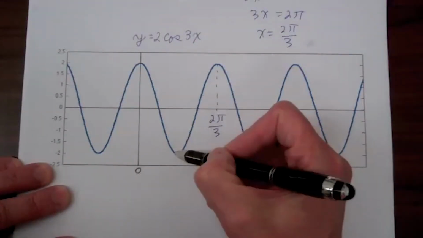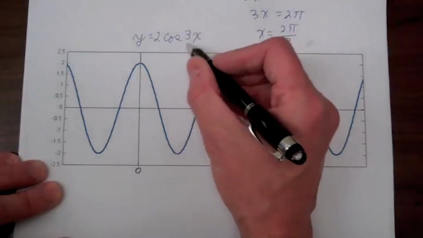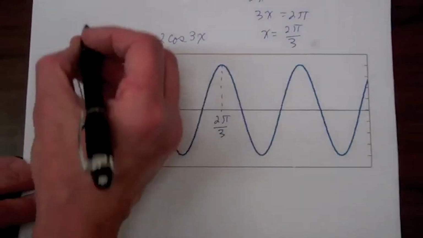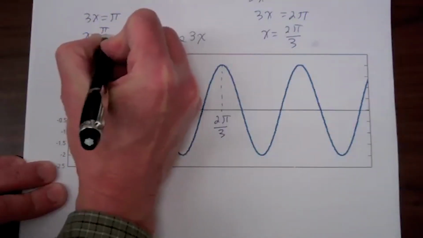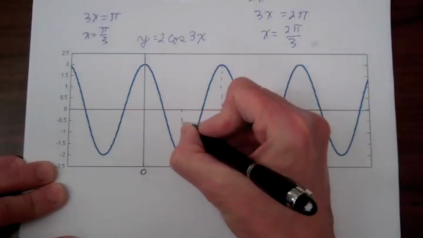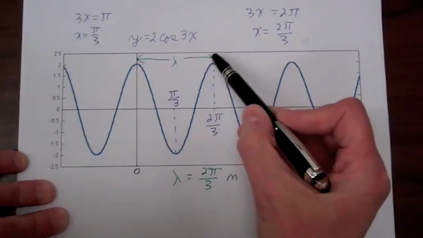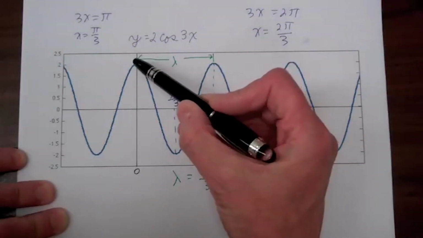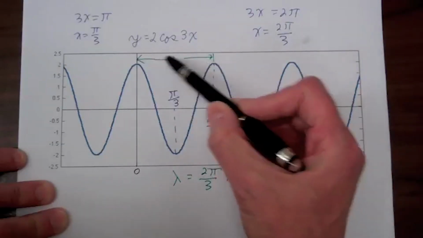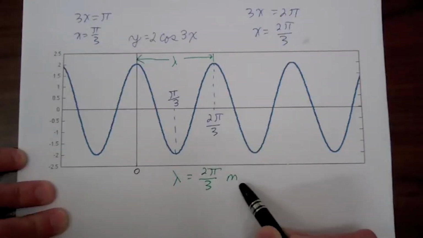This first trough is going to occur when the cosine function is minus 1, and that will occur when the argument 3x is equal to pi radians, or when x is pi over 3. The distance at which a wave repeats itself is called the wavelength. So for instance, from crest to crest here is a wavelength, and for this particular wave, the wavelength is 2 pi over 3 meters.